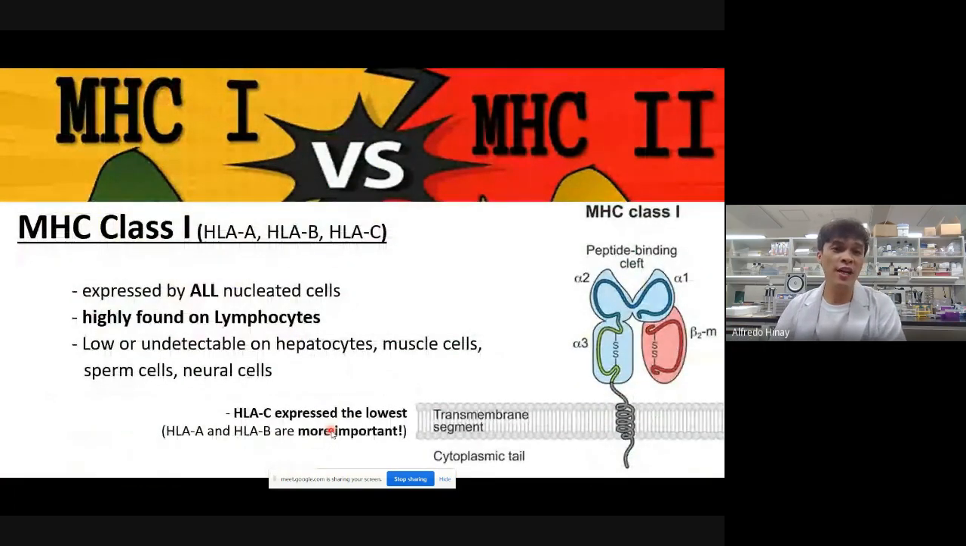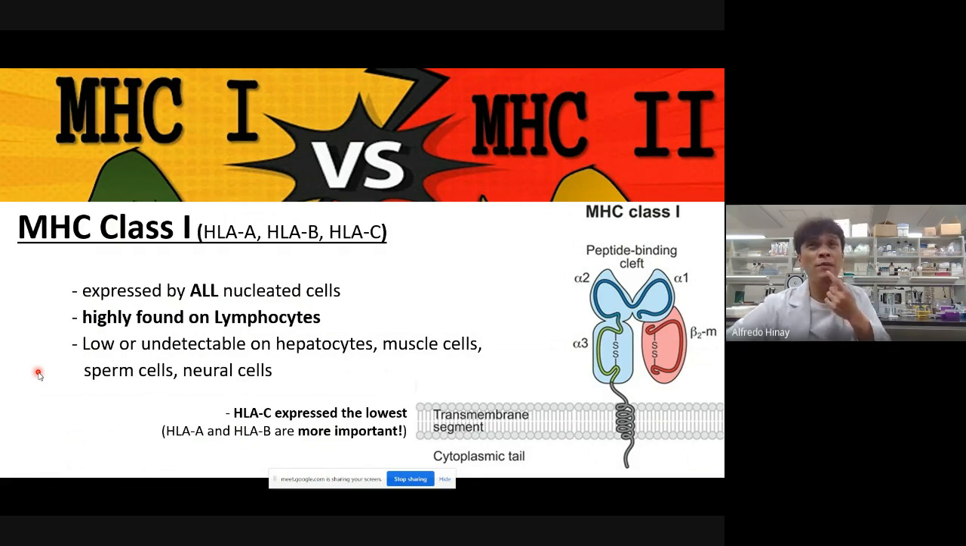Okay, let's move to your MHC class 1. So you have your HLA-1: HLA-A, B, and you have your C. So this is the structure of your class 1. If you can observe, it is composed of the alpha and beta, of course. And your alpha has three segments. You have your alpha 1, alpha 2, and then you have your alpha 3. Then you have your beta 2 microglobulin. Okay, your class 1 MHC is expressed by all nucleated cells.